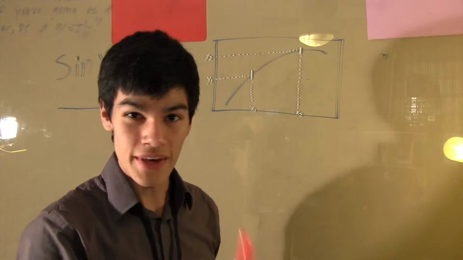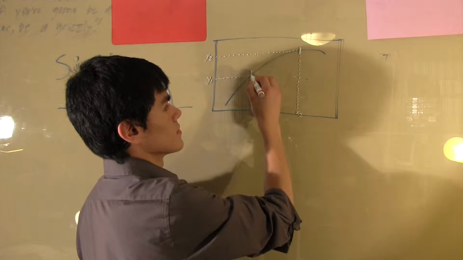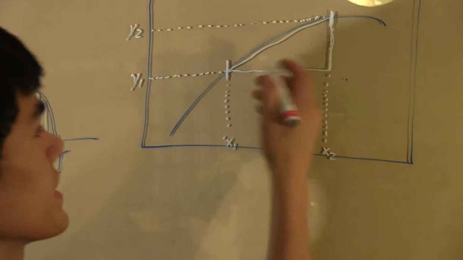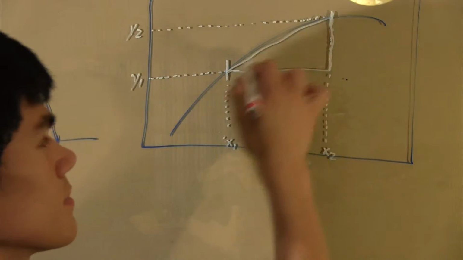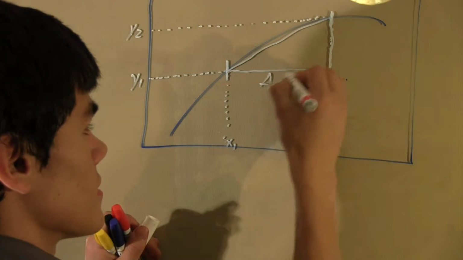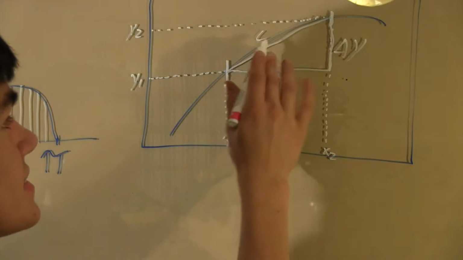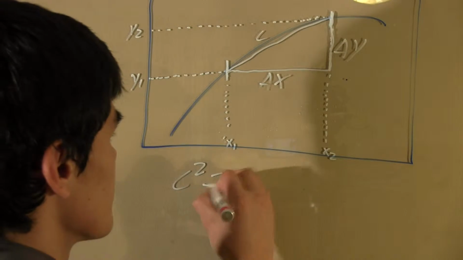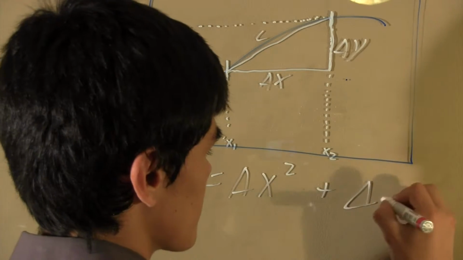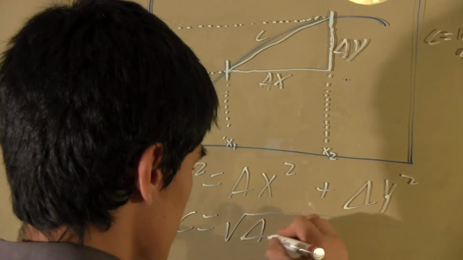Well, if you're thinking Pythagoras and unit circle, that's exactly the route that we're going to take. What we can actually do is draw a right triangle here, and this hypotenuse is going to be pretty close to the length of our curve. And we know what these two sides are. This is our delta x, and this is our delta y. So we know that this c squared is going to equal our delta x squared plus our delta y squared. This c is equal to the square root of all of this business.